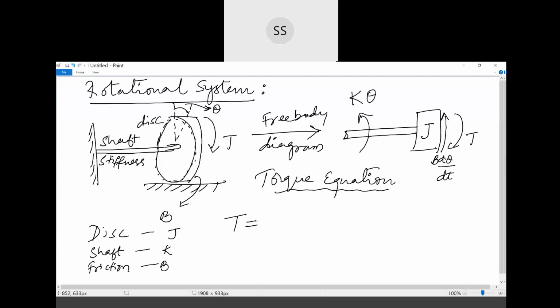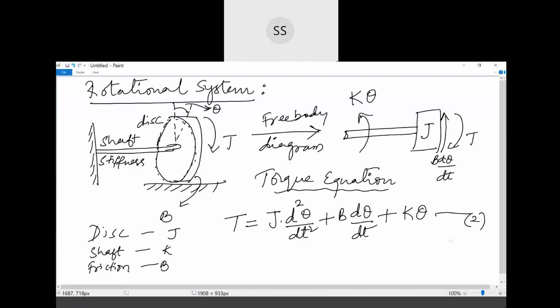Applied torque T will be equal to, now anyone can say what is the torque equation? Just comparing with the previous force equation, what might be the first term here? J into, yes, d square theta by dt square. Next is what? B into d theta by dt. Yes. Next, plus K into theta. So this is our second equation.